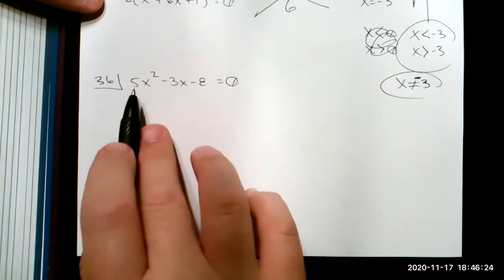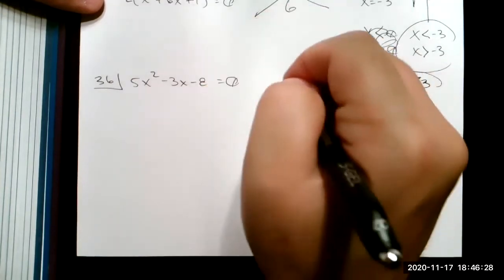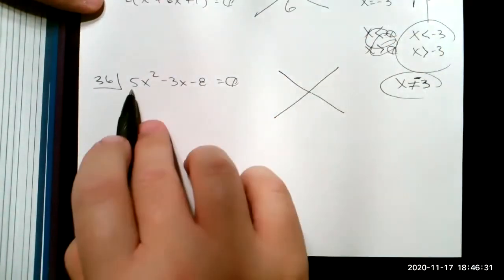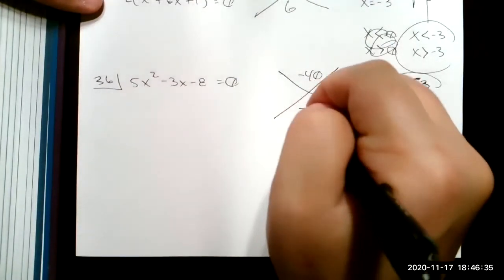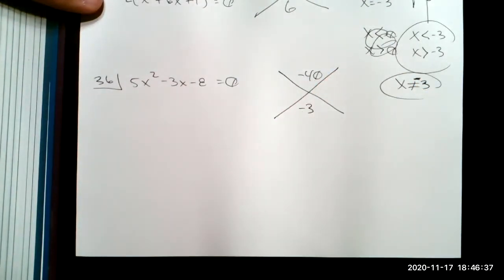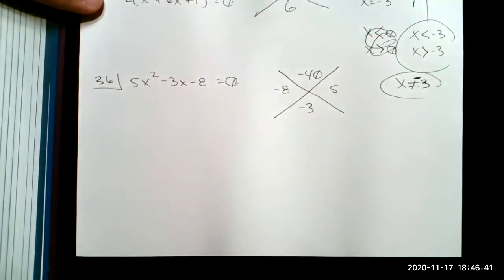It's equal to 0. It's in standard form. There is no GCF. A times C is -40. B is -3. Two numbers that multiply to -40 and add to -3 are going to be -8 and 5.